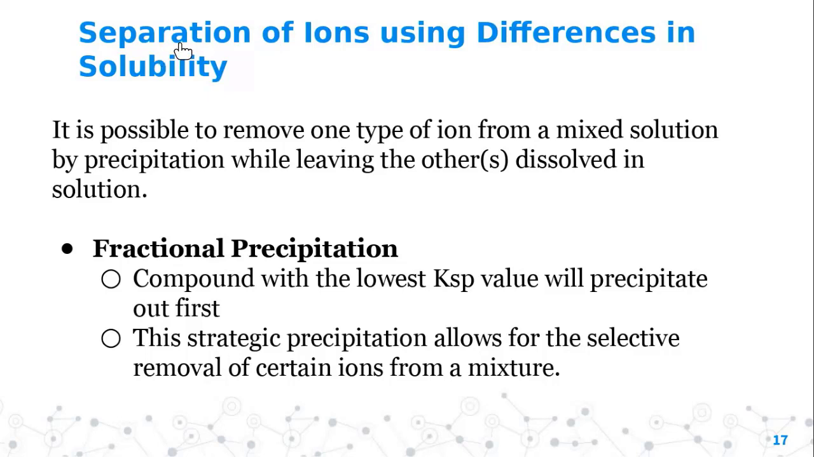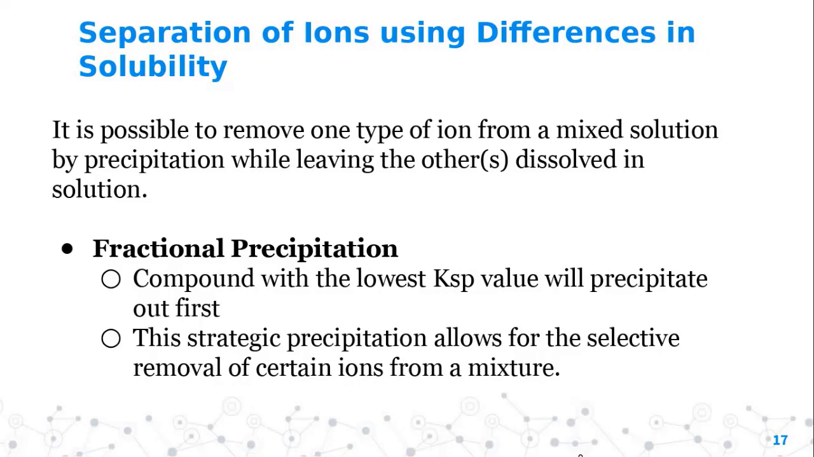Okay, so separation of ions using differences in solubility. It's possible to take away one ion from a solution by precipitating it out and leave the other ion in the solution. This is considered fractional precipitation. The compound with the lowest KSP value comes out first, basically. You'll typically be given KSP values for compounds.